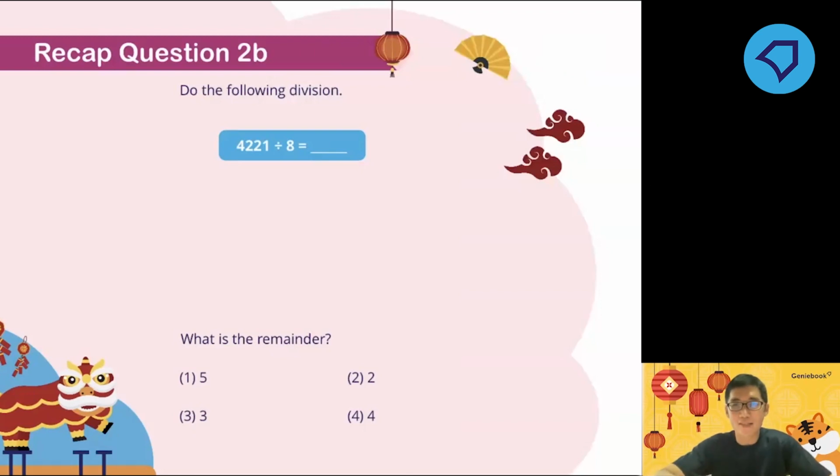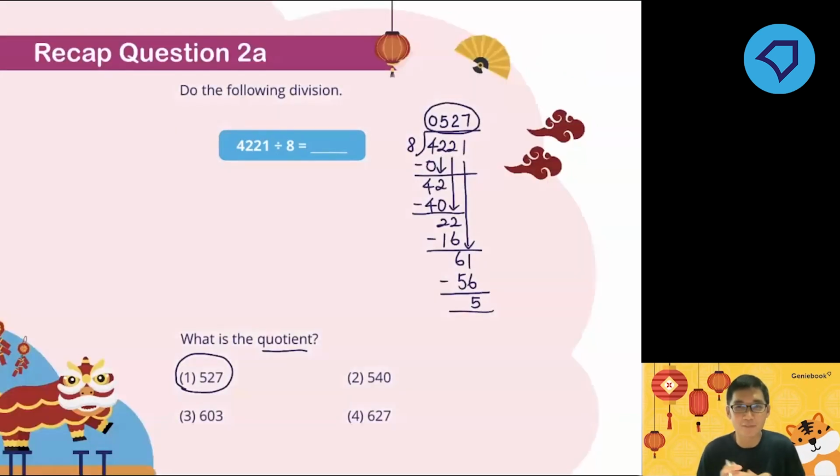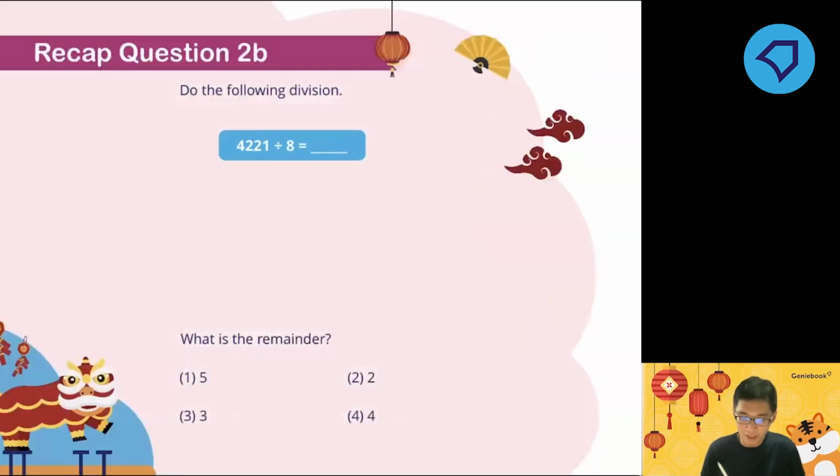Surprising. Some of you didn't press the correct answer for this. If you refer back to question 2A, what is the remainder? The remainder is found over here. This is your remainder. So the remainder of 4,221 divided by 8 is actually 5, and therefore it's option number 1. I'm quite surprised some of you pressed number 2, number 3, or even number 4. Okay, now that's all for the recap.